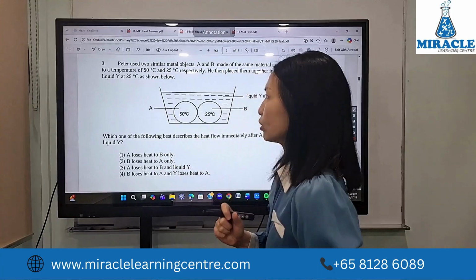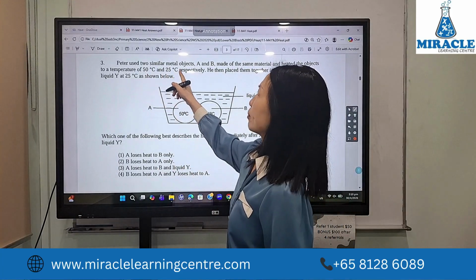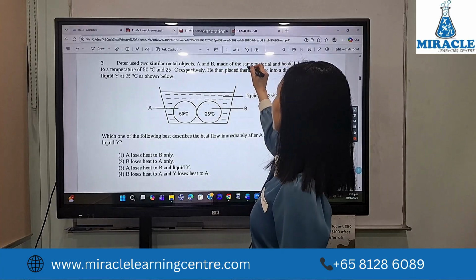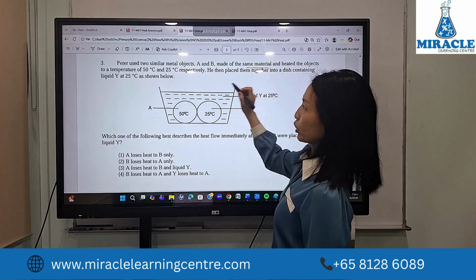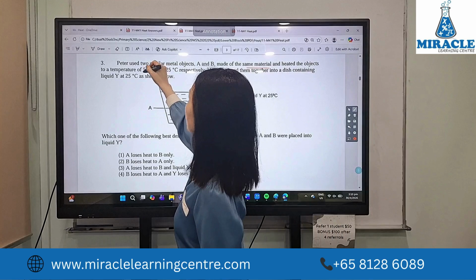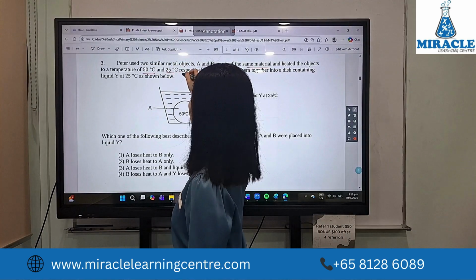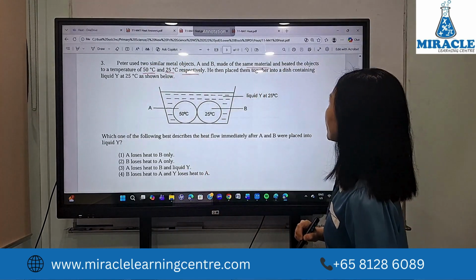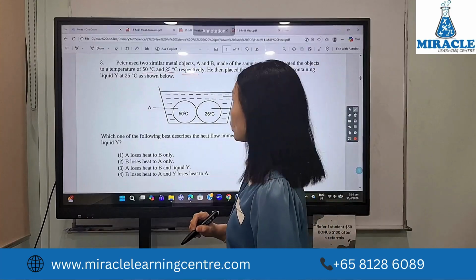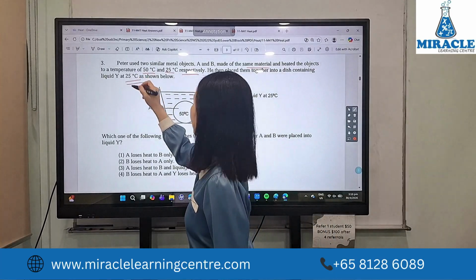So right now, let's look at this question. Peter used two similar metal objects, A and B, made up of the same material, and heated the objects to a temperature of 50 degrees and 25 degrees respectively. He then placed them together in a dish containing a liquid of 25 degrees.